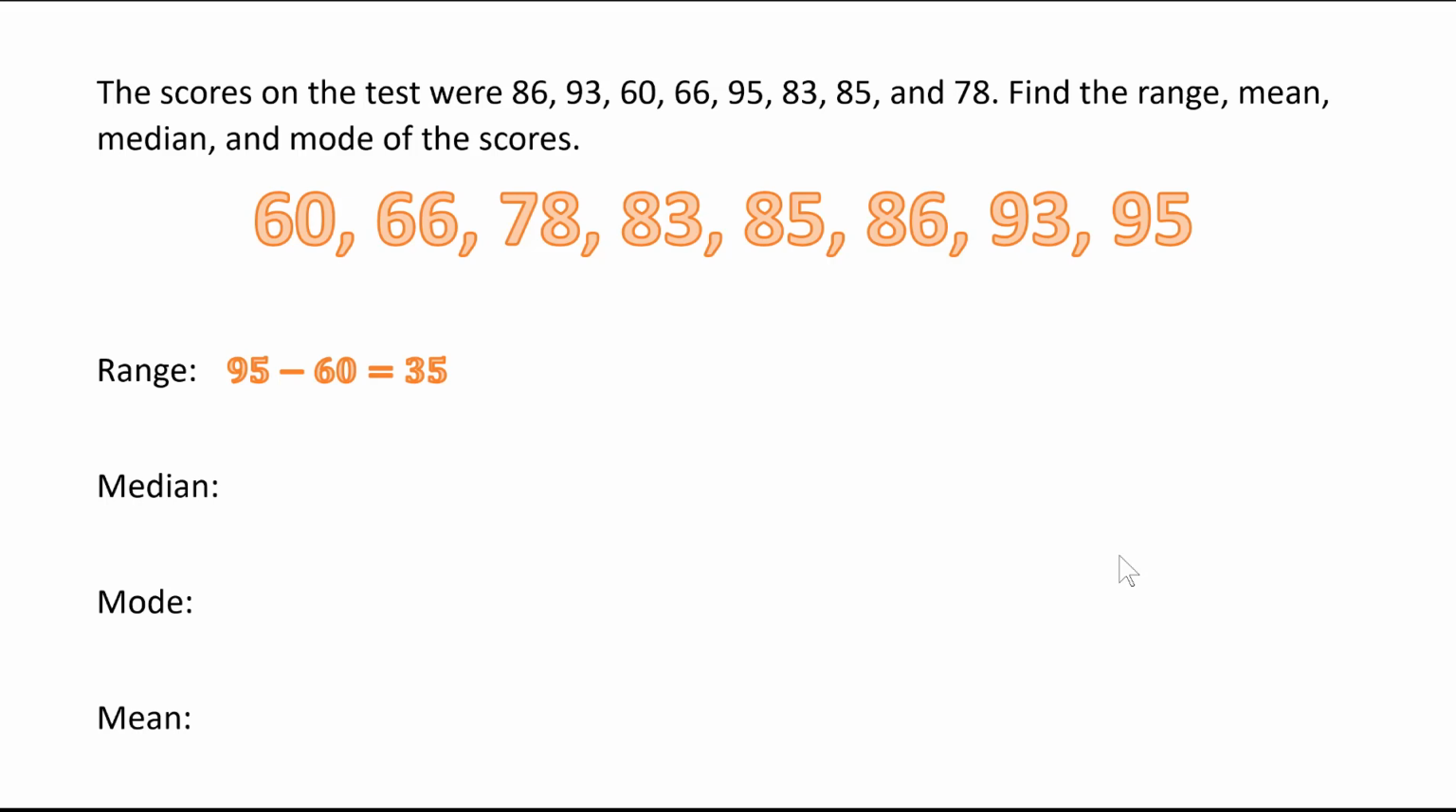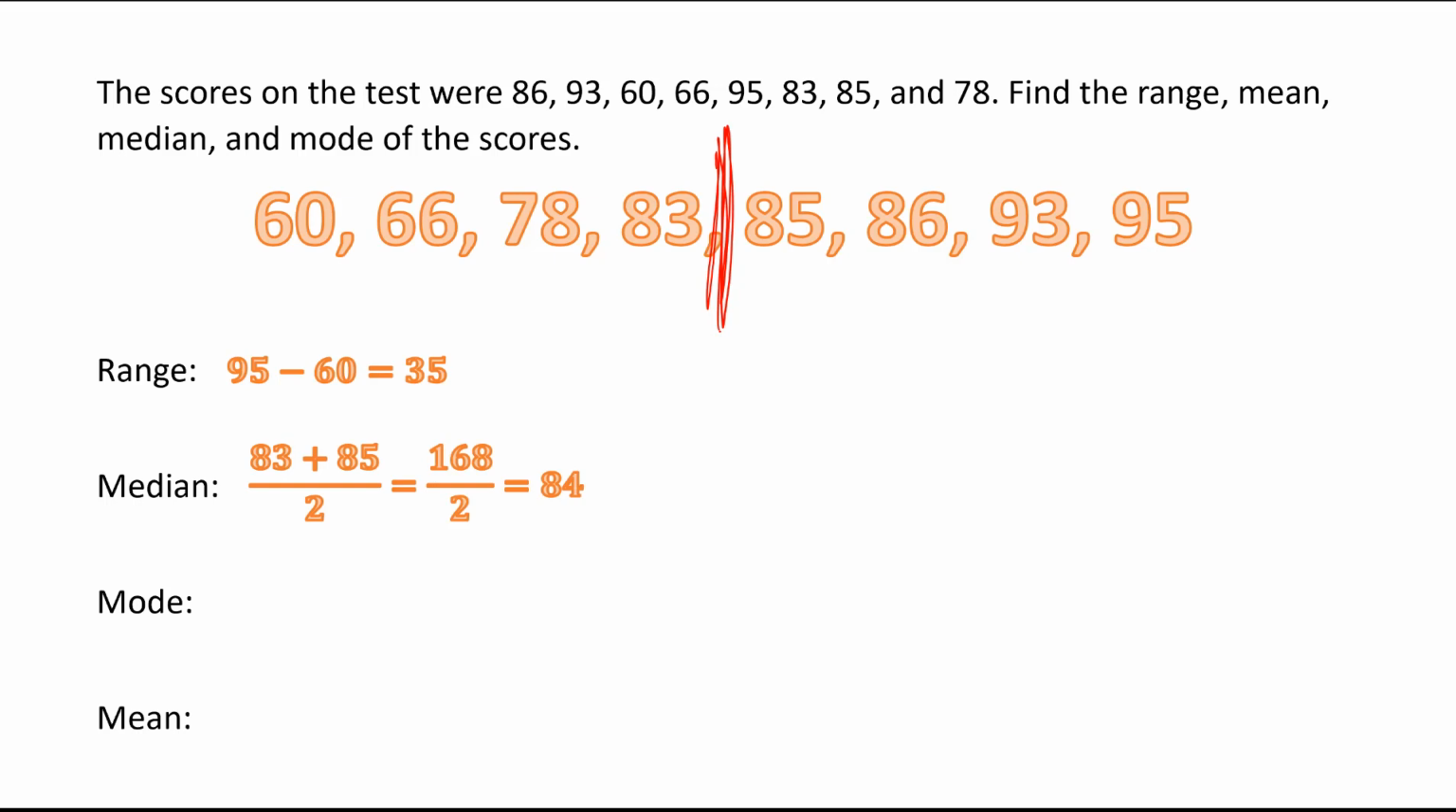All right, the median is the middle number, but since there are an even number of numbers here, there is no middle number, because the middle is right there between, there's 4 on each side. But to find the median, you add the 2 middle numbers and divide by 2. So you add 83 plus 85 and divide by 2, and that is going to give you 84. So the 84 is the median.